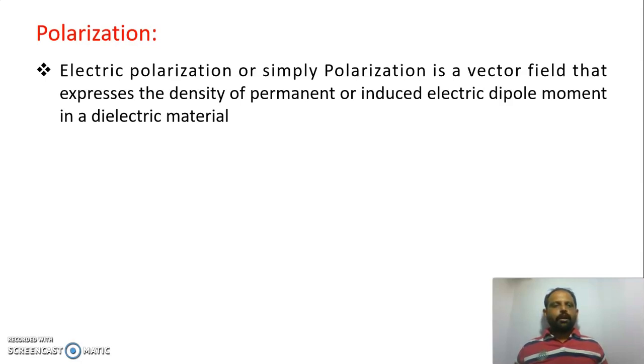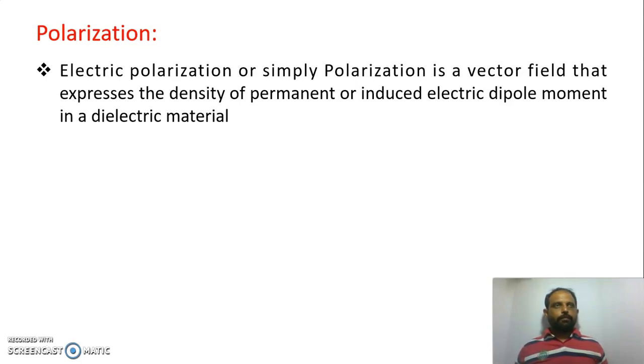Permanent electric dipole moment means, in a dielectric material we can find two types of molecules: one is the polar molecule and the other is the non-polar molecule. In a polar molecule, the two charges, positive charge and negative charge, that means the proton and the electron, their centers of gravity are separated by a small distance. So those two charged particles, proton and electron, form an electric dipole.